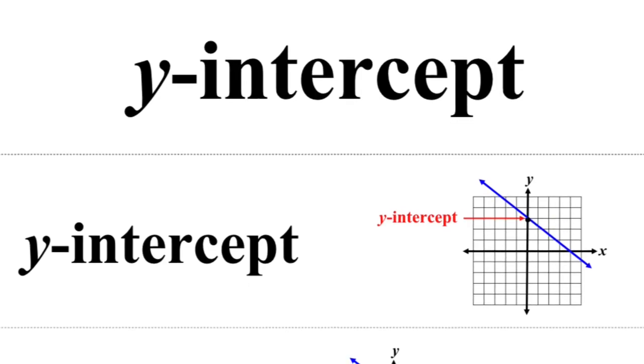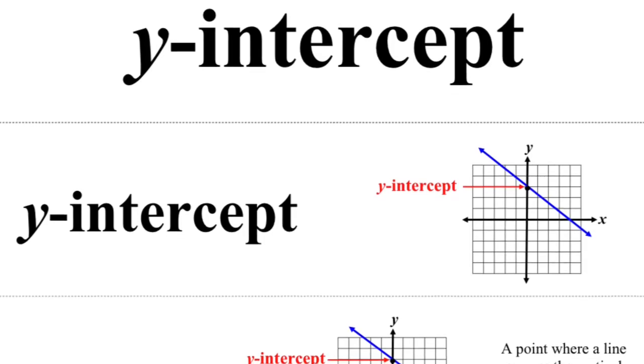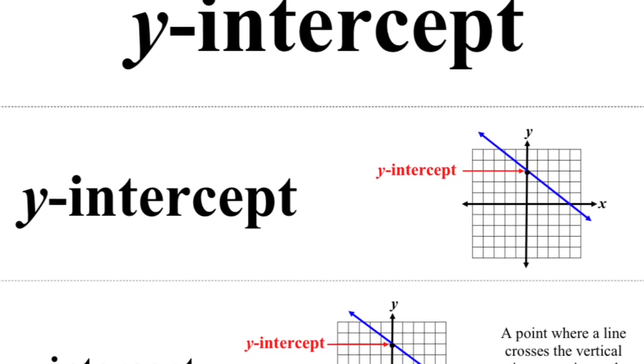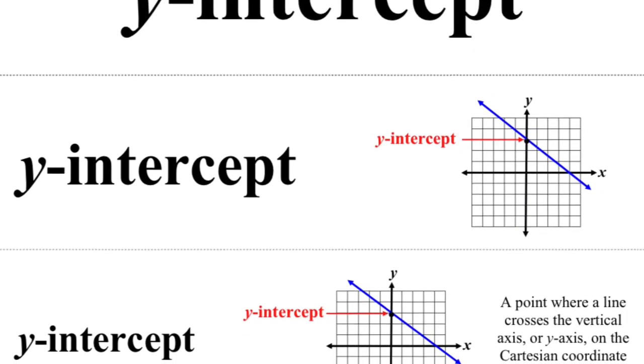The y-intercept is the place on the coordinate plane where your line goes through the y-axis. It's represented by a b, or the number floating around by itself in slope-intercept form.